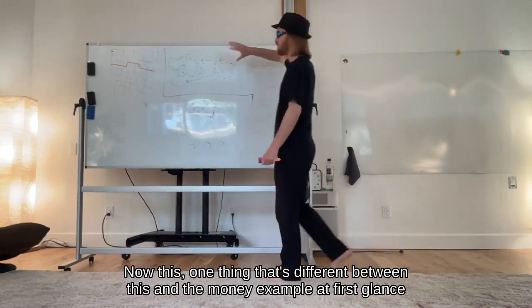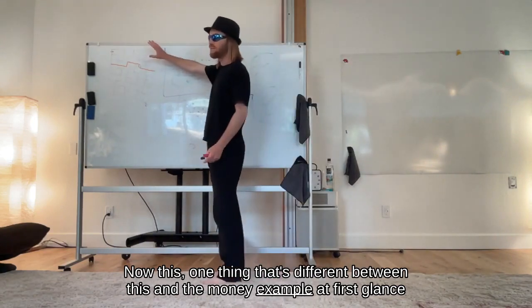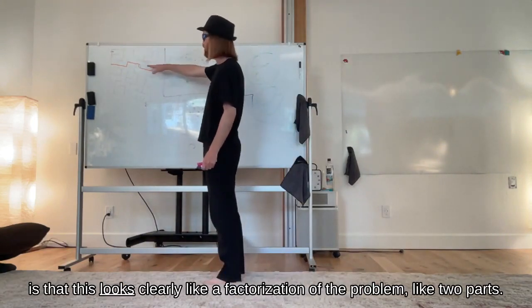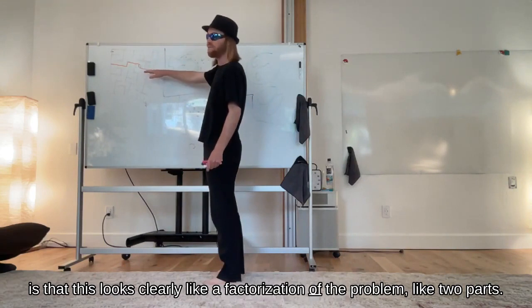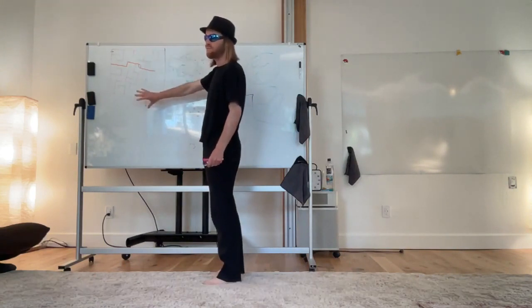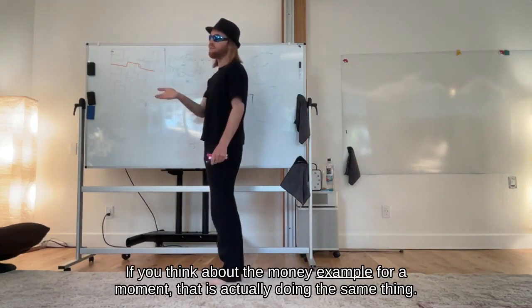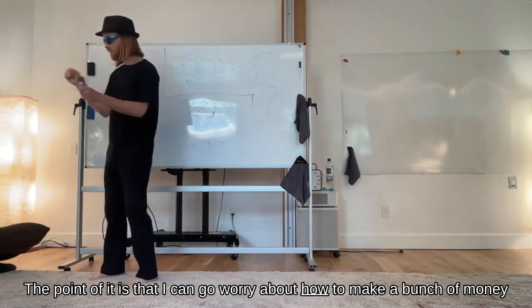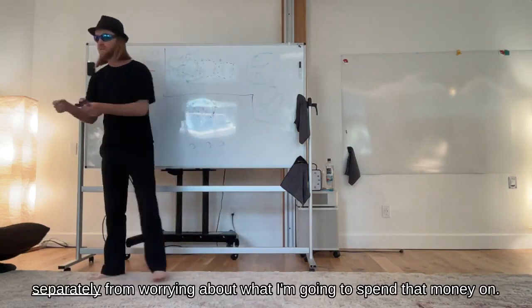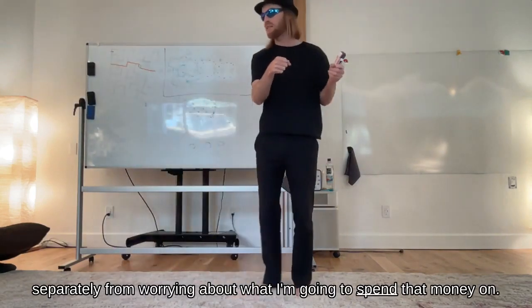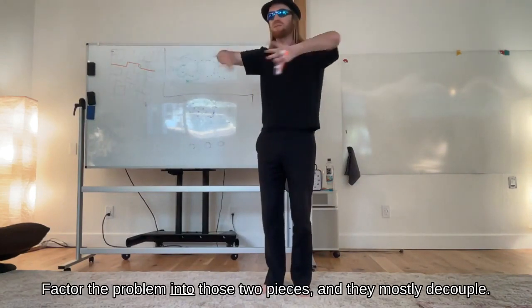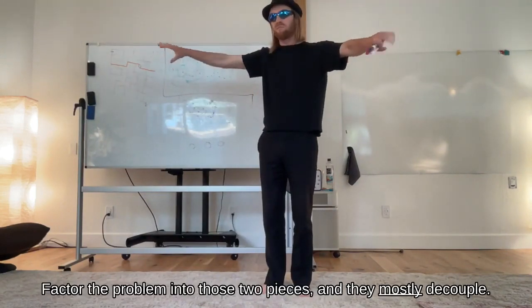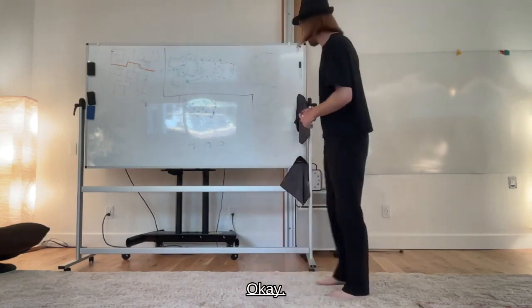Now one thing that's different between this and the money example at first glance is that this looks clearly like a factorization of the problem into two parts. Yeah. If you think about the money for example for a moment, that is actually doing the same thing. Sort of the point of it is that I can go worry about how to make a bunch of money separately from worrying about what I'm going to spend that money on. I can factor the problem into those two pieces, and they mostly decouple. Okay.